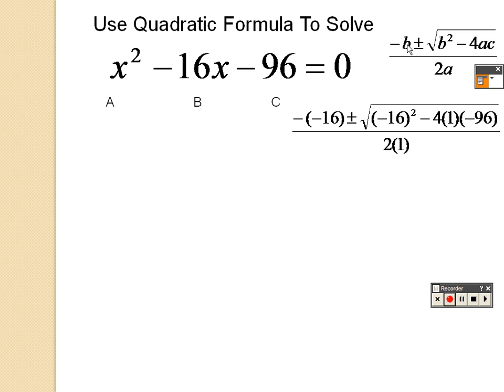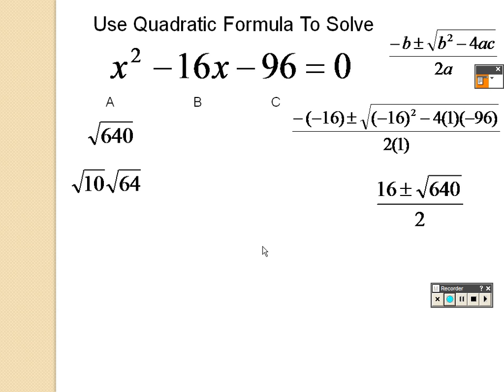So when I fill it in, it's negative negative 16, plus or minus the square root of negative 16 squared minus 4 times 1 times negative 96, all over 2 times 1. So that's a positive 16. Just put it all in on the calculator at one time to get the answer. When you do, negative 16 squared minus 4 times 1 times negative 96 is positive 640. And it's the square root of that.